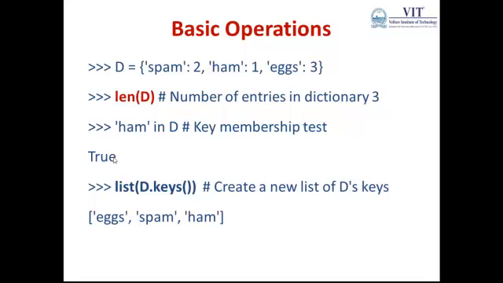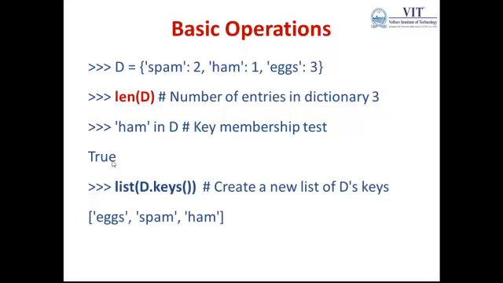Look at the last one. Simply they're taking all the keys alone and putting them into the list collection. D is a dictionary name, dot keys. What it does is it picks out only the keys. Go back to the first one. My D has item one, spam is my key, two is the value. Likewise, I have added three items.